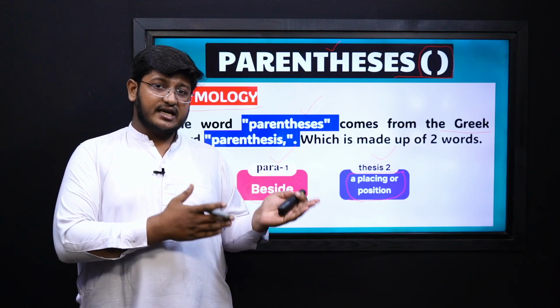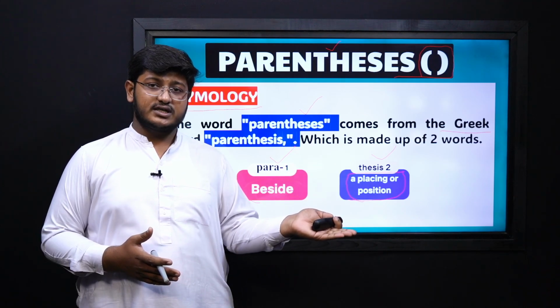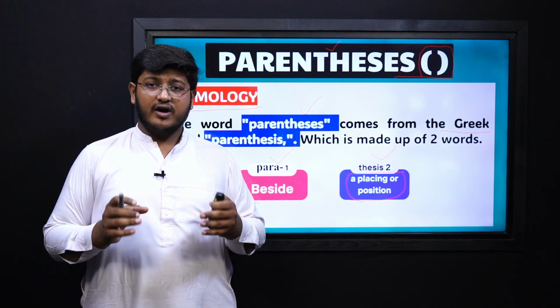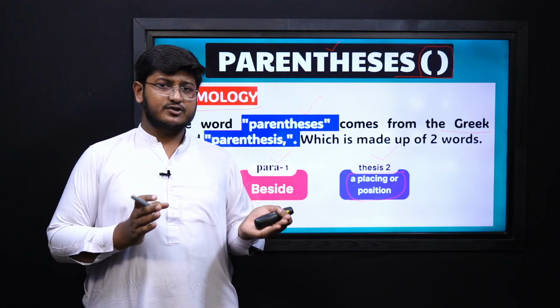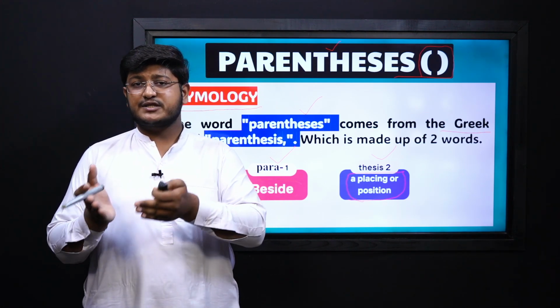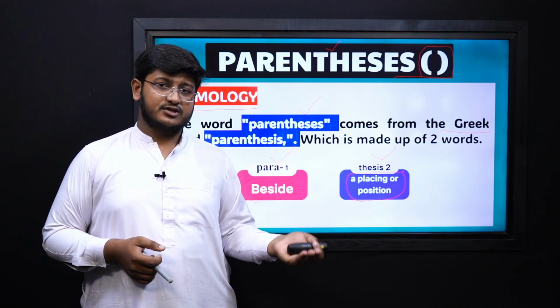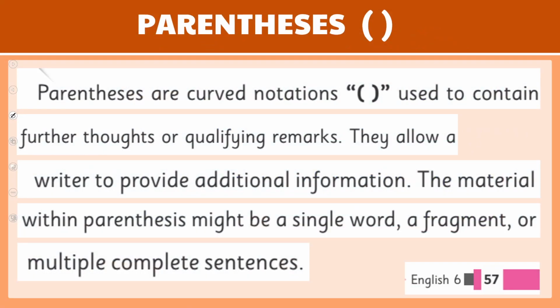So from the etymology, or from the meaning of the words, we have a slight understanding of the parenthesis. Parenthesis is something which is placed beside the text or within the text. Let's find out further. Let's read the definition of the parenthesis, which is mentioned on page 57 of the book. Parentheses are curved notations which we suppose are small brackets, and they are also used in mathematics, but in English we call these notations parentheses.